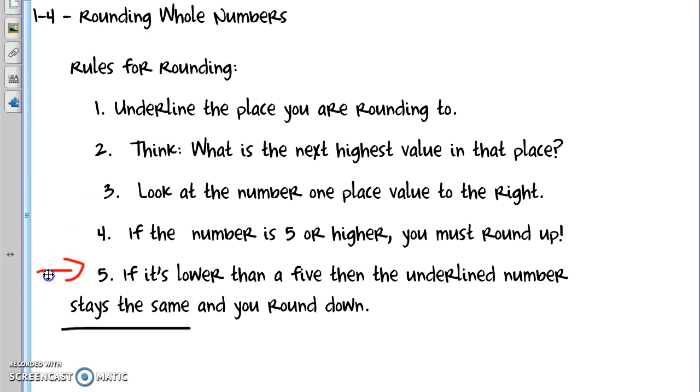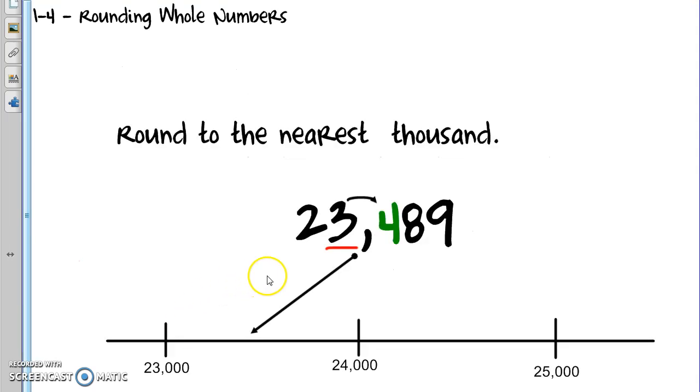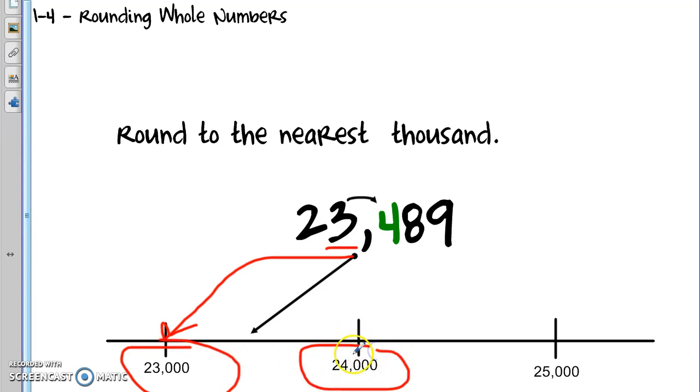So if it's lower than a 5, then the underlined number stays the same and you round down. So it is lower than a 5. Therefore, our underlined number stays the same, and everything to the left of it actually stays the same too. We're going to round down. When we say round down, we're rounding down to this one over here. If we round it up, it would be here. We're not doing that.